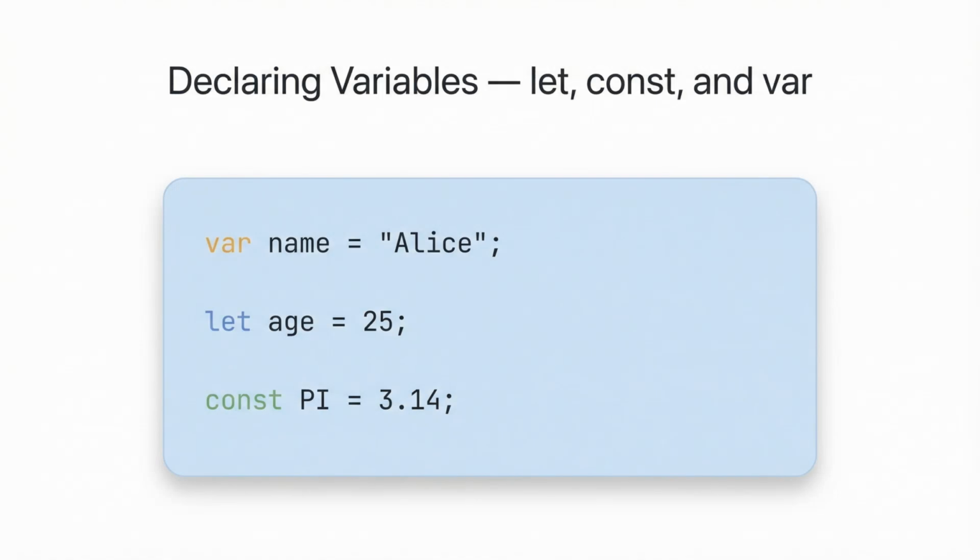In JavaScript, there are three keywords for declaring variables: var, let, and const. Var is the oldest way. It's still valid, but has some quirky behaviors, so modern JavaScript tends to avoid it. Let is the standard way to declare a variable whose value can change over time. Const is for values that should never change after they're set, like a mathematical constant or a fixed configuration value.